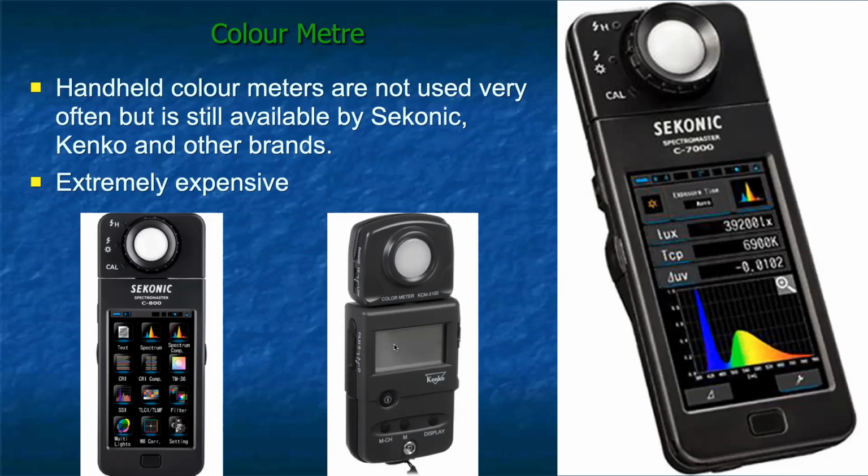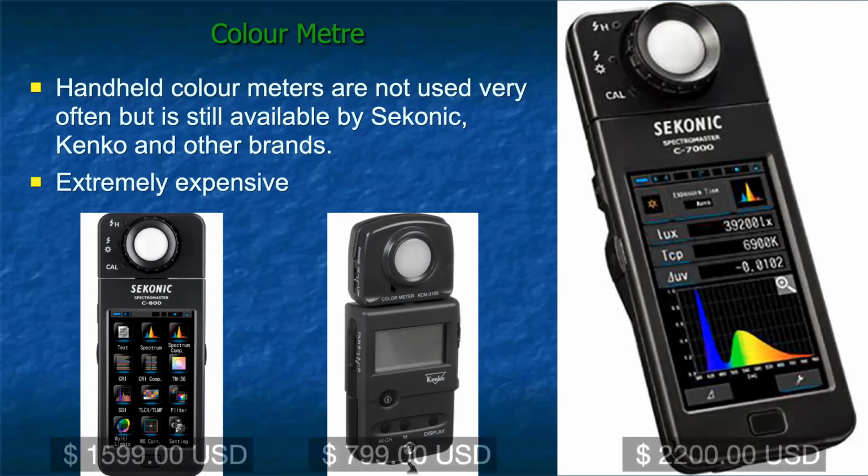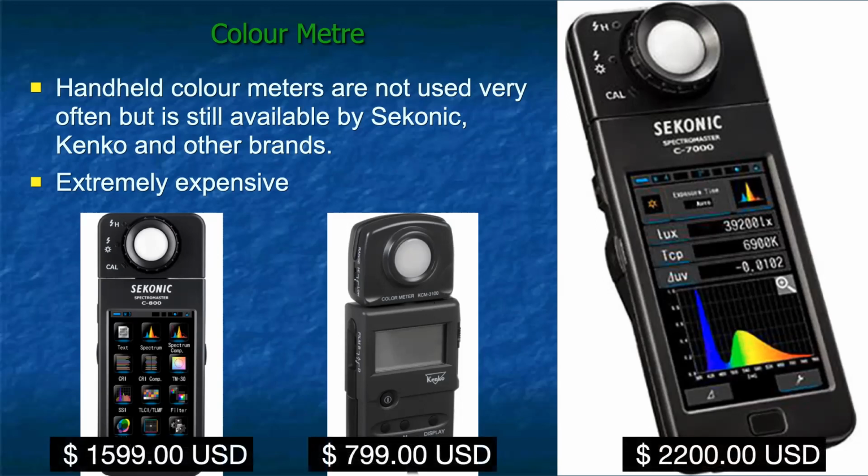And they have the Minolta technology, and Minolta was considered ahead of its time when it came to light meters and color meter readings. Now, these things are not cheap. So the Sekonic is $1,600 US. The Kenko is $800 US dollars, and this one here is $2,200. So it's not really in most people's budget, especially if you just want a general idea what your color balance is at.